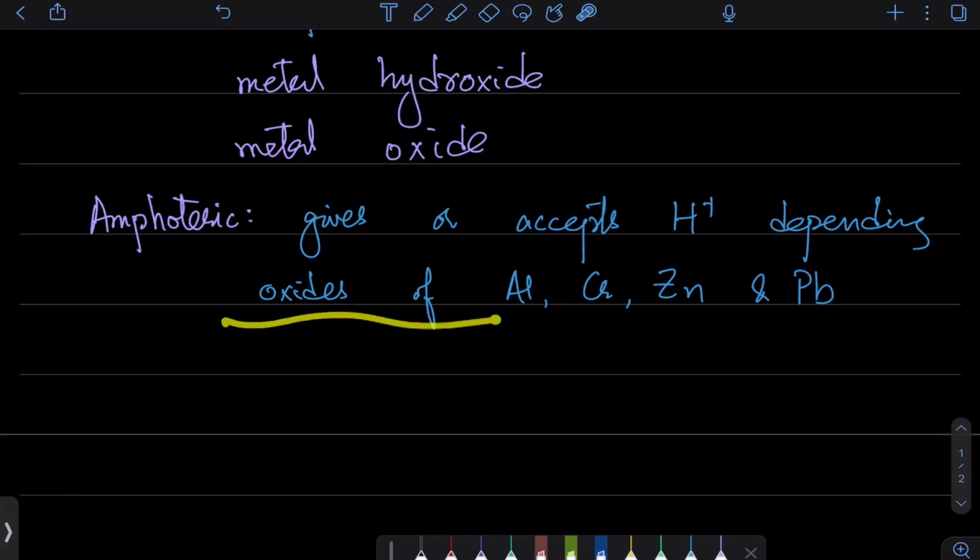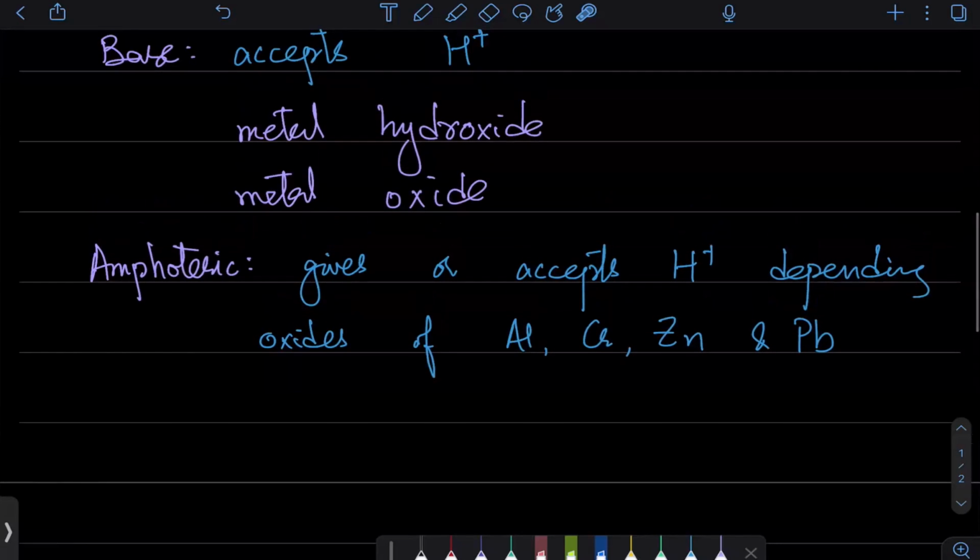These oxides अगर कभी भी आपको मिल जाए, आप इनको एसिड से रिएक्ट करो, they will react like base. You react them with base, they act like acid. So depending upon what they're reacting with, they behave differently. All right. So now we know what acid is, what base is, what alkali is, and what amphoteric is.